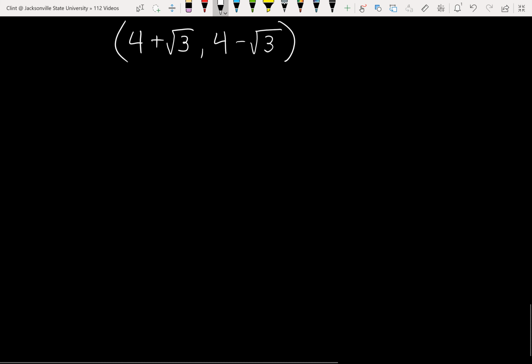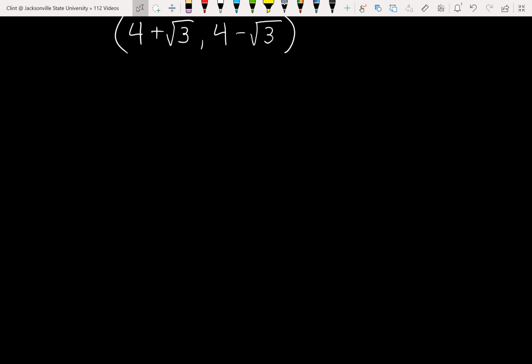Let's do another one. Sometimes this technique's less familiar to people, so they're a little intimidated by it. But it's really nice if you get the hang of it. So let's look at this one. We've got x squared plus 6x minus 2 equals 0.